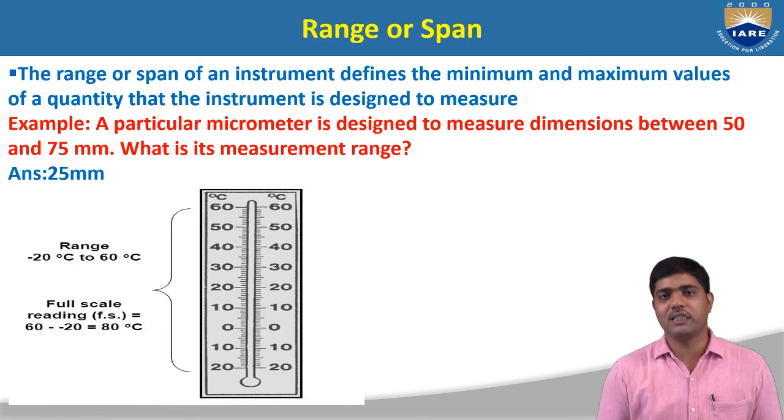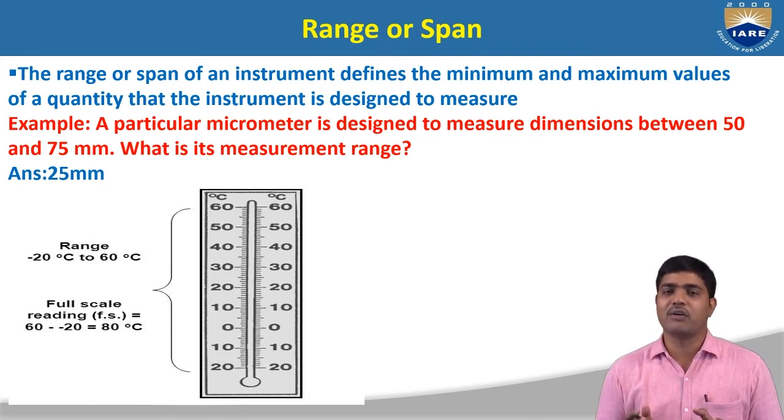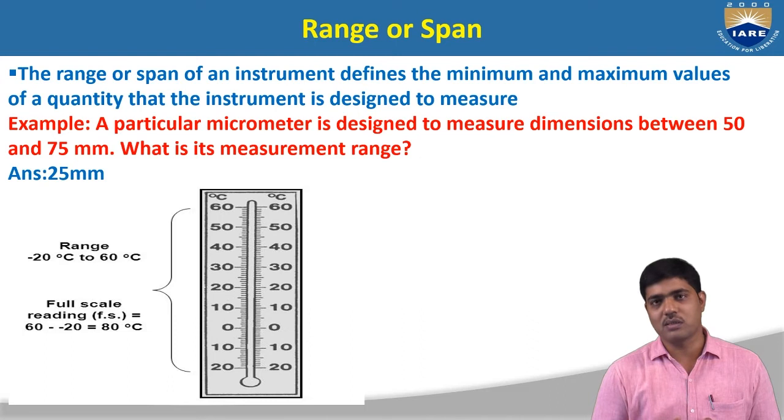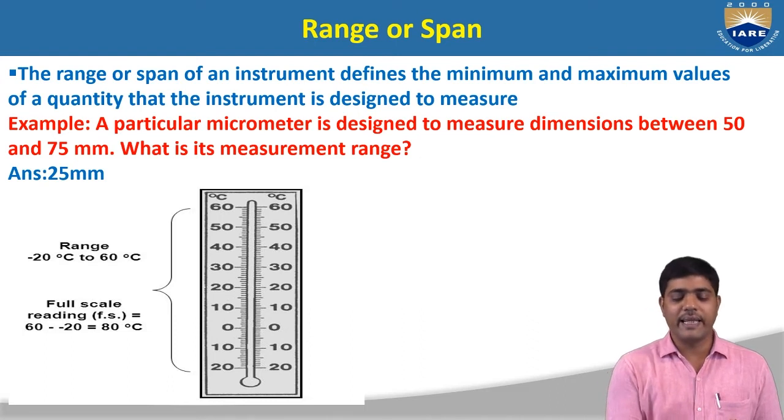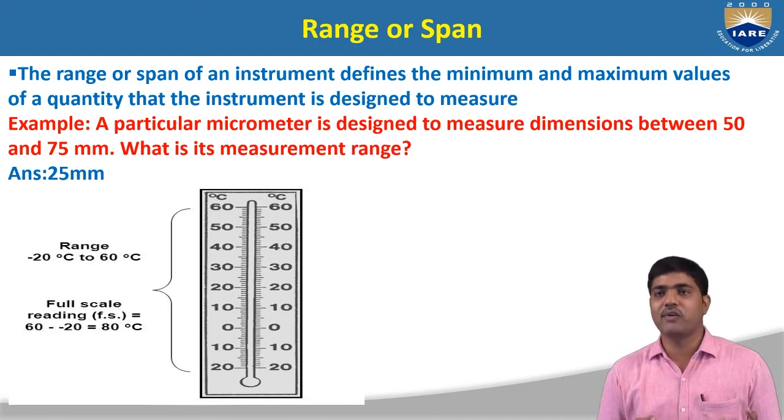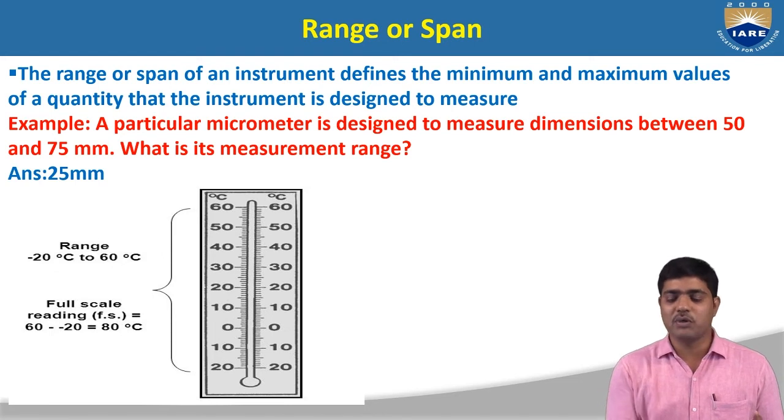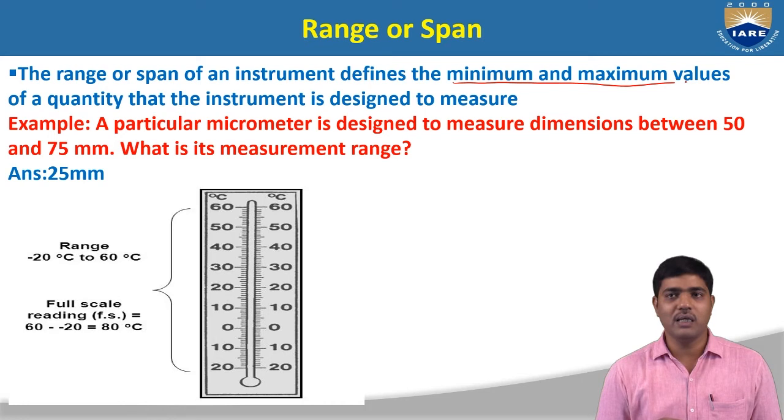Why? What does that range mean? If you are using the instrument within the range, then only are you going to get accurate and precise values. If you are not properly choosing the range of the instrument, whatever values you measure may deviate from the actual values. So the range or span of an instrument defines the minimum and maximum values of a quantity that the instrument is designed to measure.